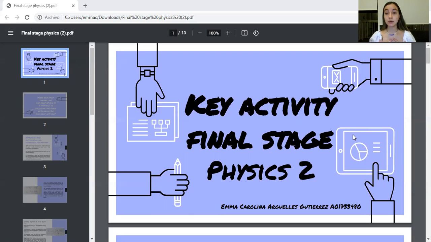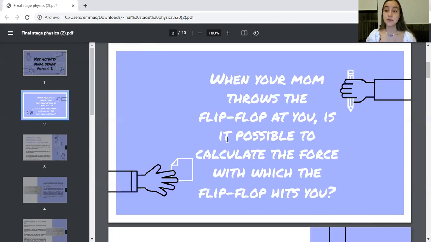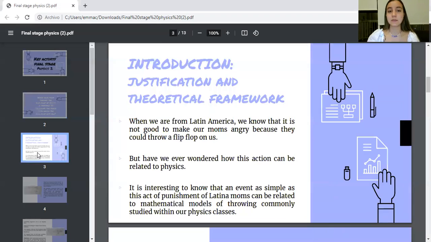My name is Eva Carolina Ruiz Gutierrez, and now I'm going to present my key activity final stage physics 2. So let's start. First, I want to tell you the main topic of my project, or the main question. That is, when your mom throws the flip-flop at you, is it possible to calculate the force with which the flip-flop hits you? So let's see.